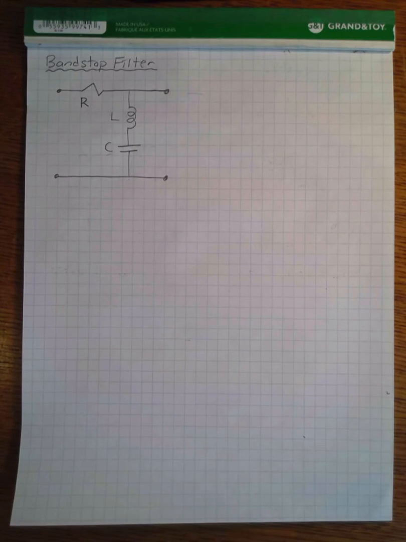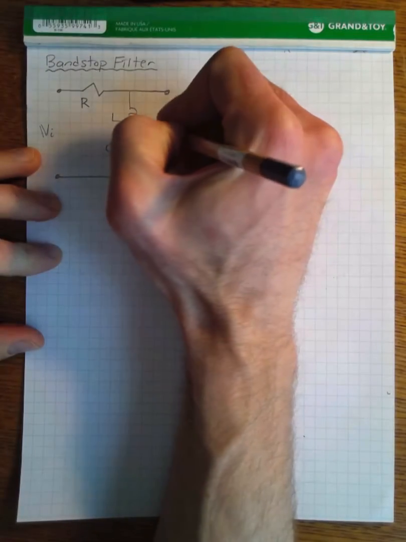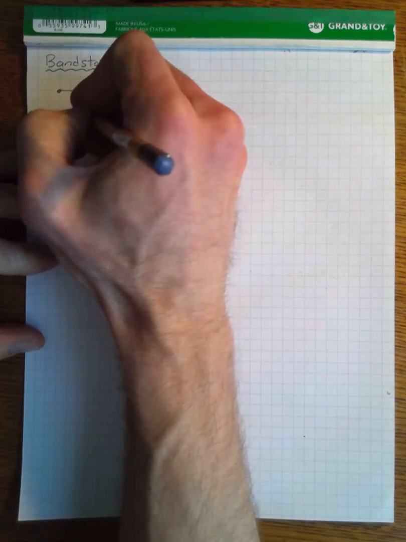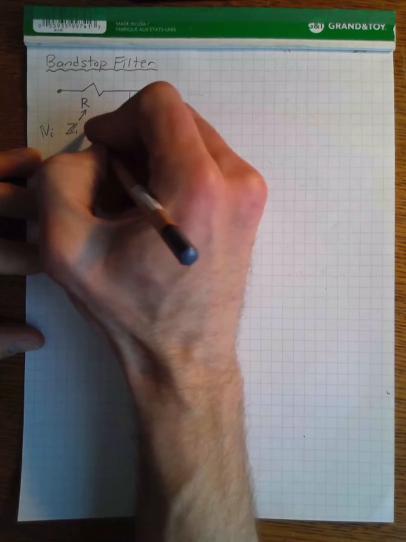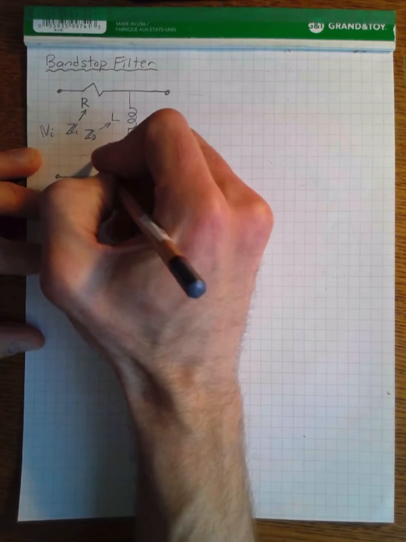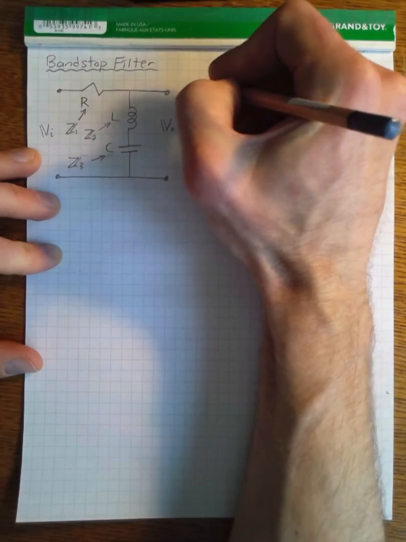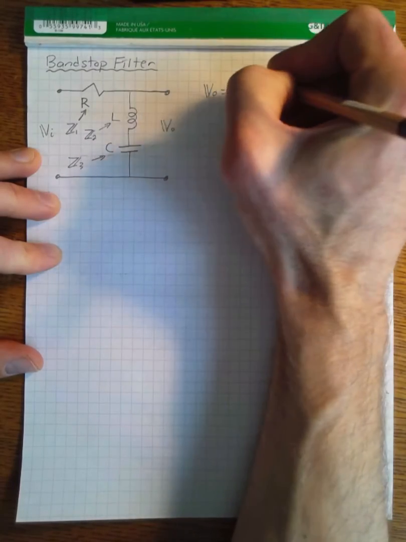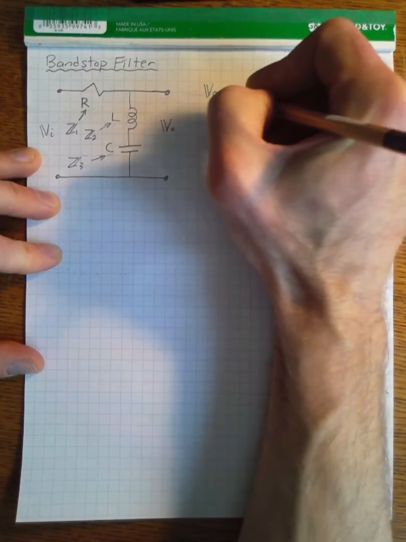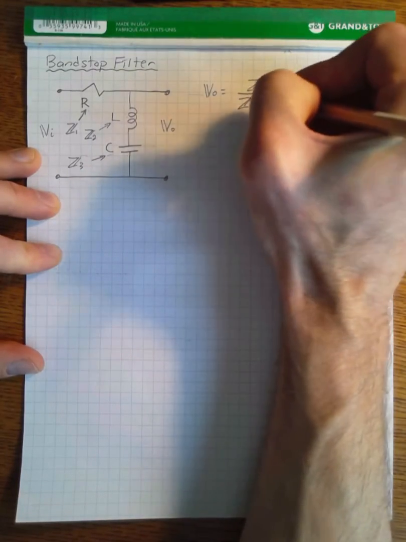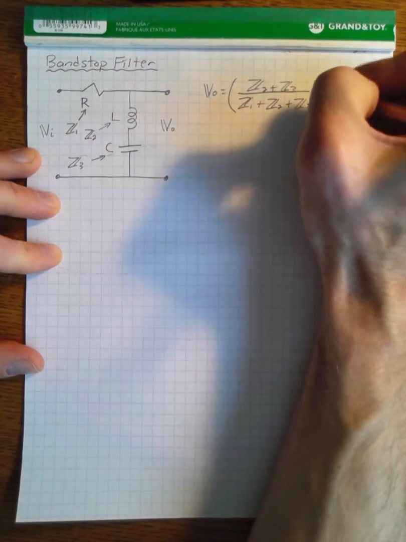And so our last filter type is the band stop filter. We have our input voltage and our output voltage as before. Z1 is the resistance, Z2 is the inductance, and Z3 is the capacitance. Using the voltage divider rule, the output voltage is Z2 plus Z3 divided by Z1 plus Z2 plus Z3 times the input.